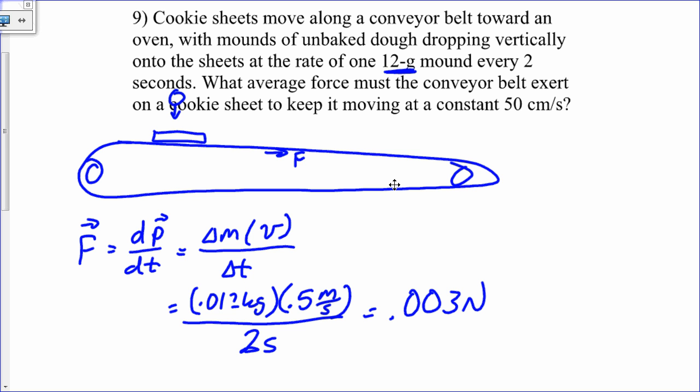So it's similar to the football problem where you had to calculate the force, but here, instead of the velocity changing, the mass is changing. That doesn't happen real often. Usually we're talking about velocities changing, but occasionally you get the mass changing. I think that's it.